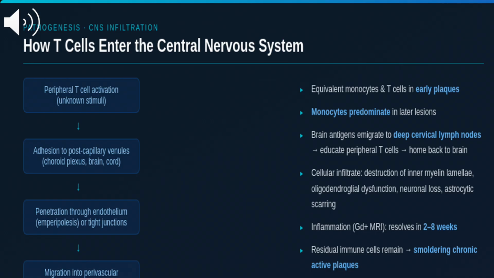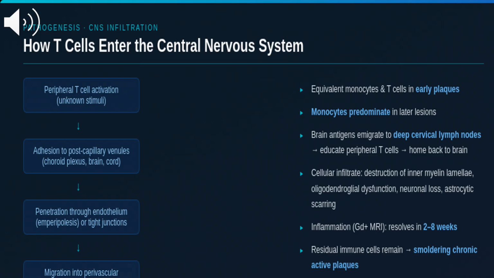Early plaques show equivalent numbers of monocytes and T cells, but monocytes progressively predominate in later MS lesions. Critically, brain antigens and immune cells can emigrate in the other direction, traveling to deep cervical lymph nodes where they educate peripheral T cells that then home back to the brain. This bidirectional trafficking creates a self-amplifying loop that is very difficult to interrupt once established.